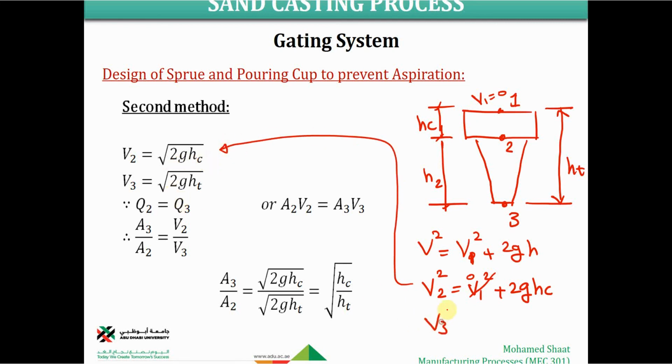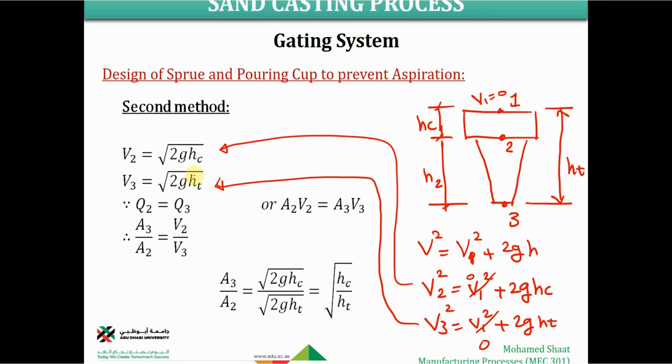How about v3 square? It's gonna be v1 square plus 2g ht. This one is 0. So taking the square root, this gives us this expression for v3 as well. v3 is gonna be the square root of 2g ht. Why ht? Because we are finding the velocity at area 3 in comparison to the velocity at area 1. So I have to consider the height between them, which is ht. But hc I considered before because this is the velocity at area 2 in comparison to area 1. So the height between them was hc. Make sense?